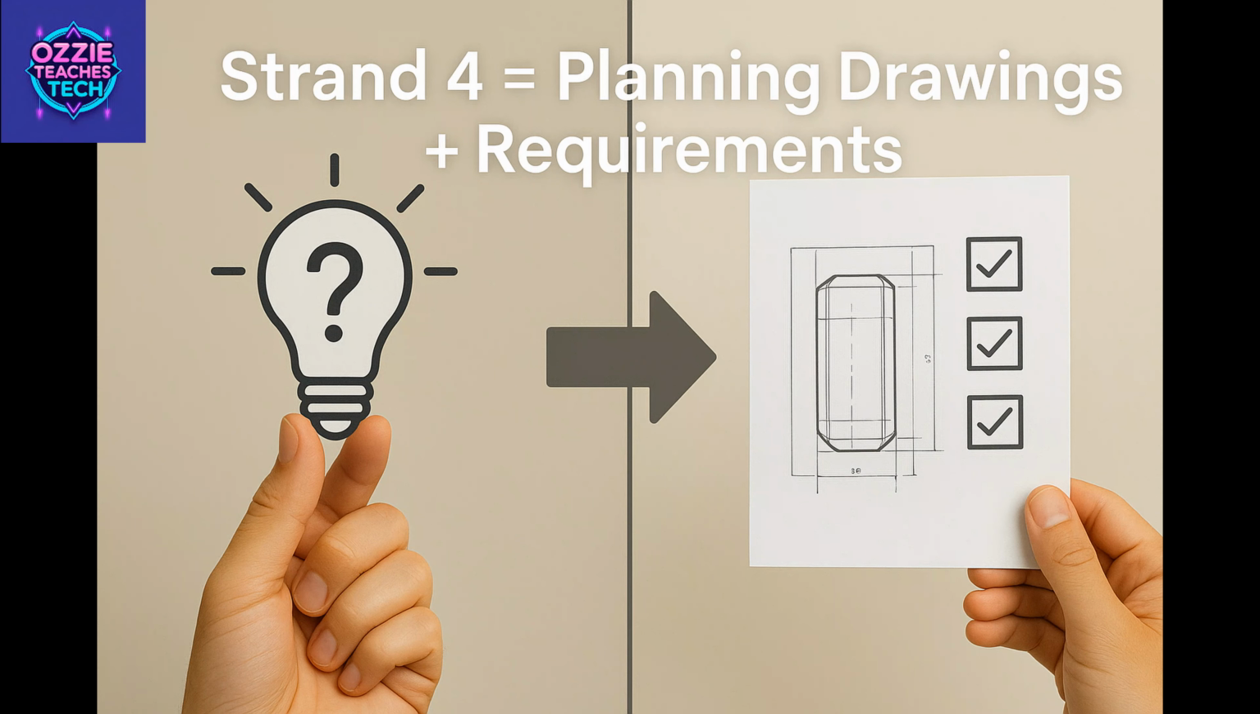2. Outline the requirements for creating a chosen solution. This is your resource list. What materials do you need? What tools? How much time? What skills? Think of it like this. If someone else picked up your planning drawing and requirement list, they should be able to make your solution without, the keyword here is, without asking you any questions.